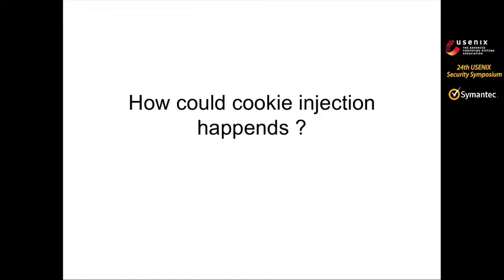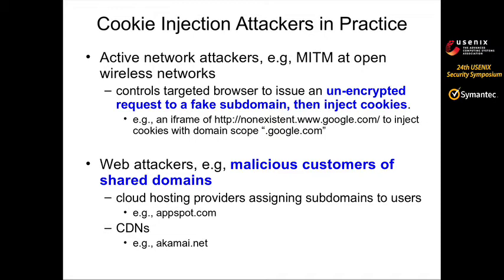For the first question, we looked at potential attacking positions. We are mainly concerned with two types of attackers. The first one is an active network attacker on insecure networks. This attacker is very powerful. The attacker can control the browser to issue unencrypted requests to fake subdomains, and then inject cookies.